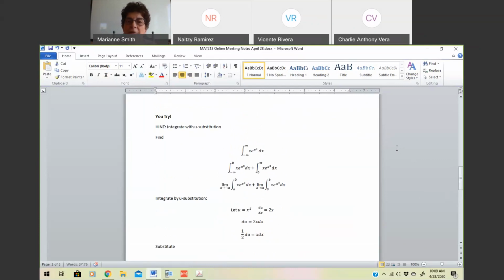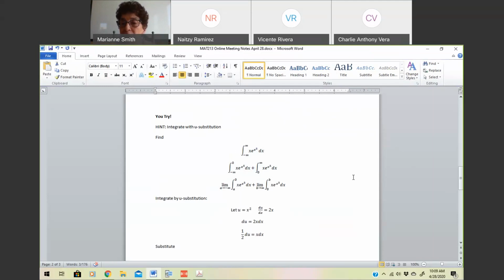Again, this is a good review of using u substitution, because that's a strategy that you need in your toolbox. So take a look at my starting integral here with the infinite bound on the bottom and on the top. I picked an arbitrary number, namely 0, which is a good choice when you've got an e in your expression. I broke it from negative infinity to 0, plus the second integral goes from 0 to positive infinity.